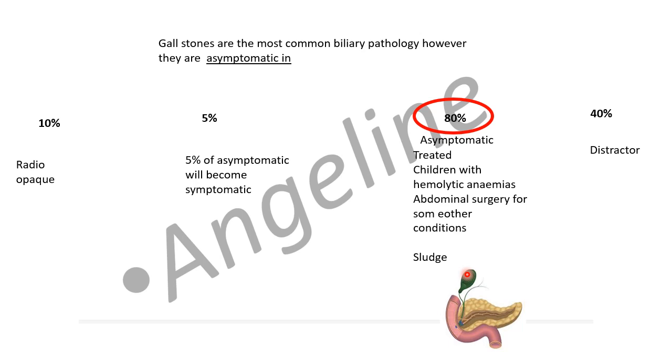That's it, of course. So you will be treating even sludge, even if they have no biliary colic, there is no attack of cholecystitis, no attack of cholangitis, no attack of pancreatitis, you will still go ahead and remove the asymptomatic gallbladder. This 40% has been just introduced as a distractor.